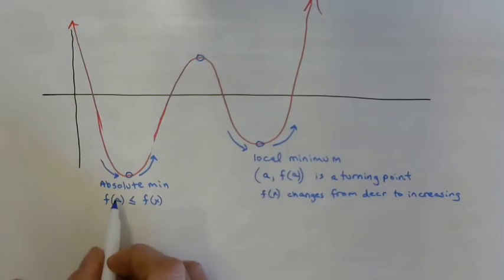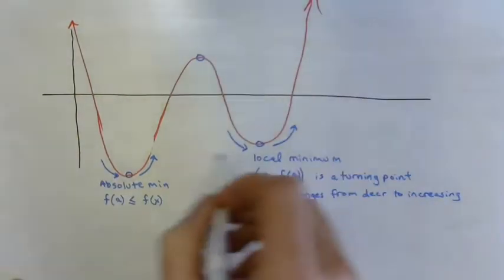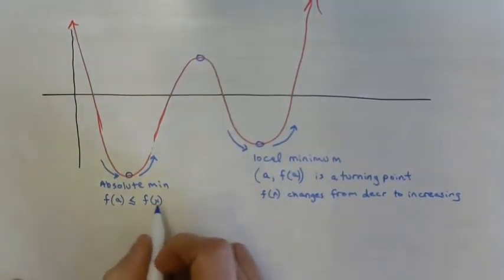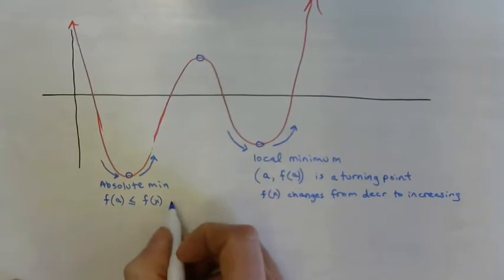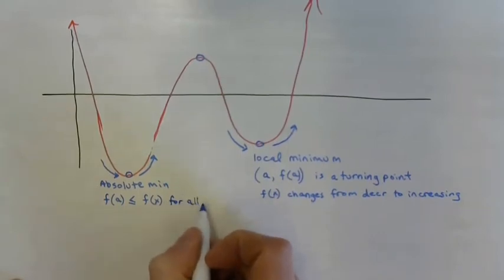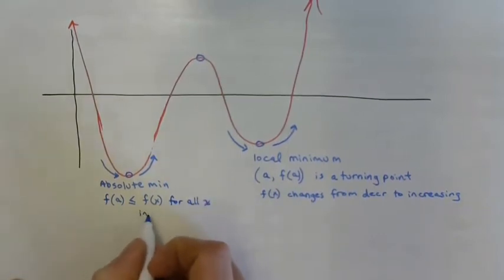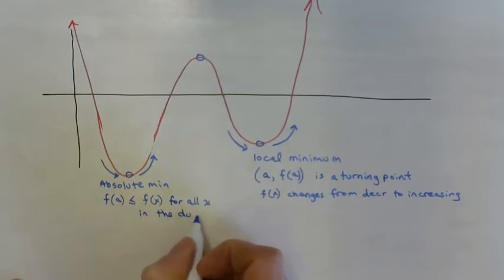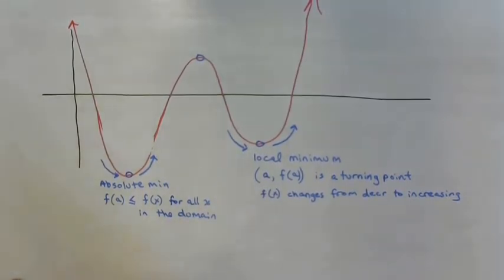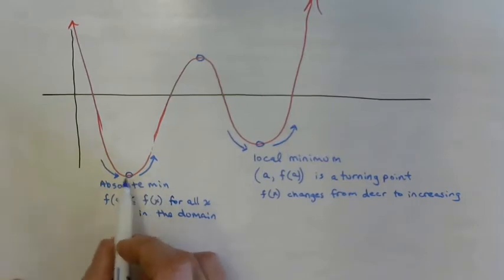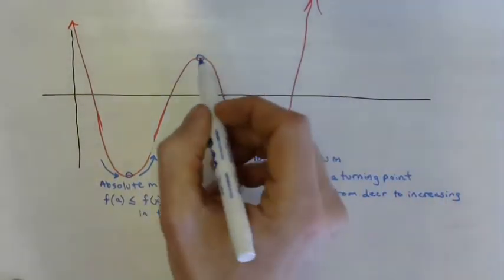It's just saying that the value of the function here is less than or equal to the value of the function anywhere else along the function. Okay? Is less than the value of f of x for all x in the domain. But again, you can see how the derivative is going to have a change in sign from negative to positive. What about this guy up here?